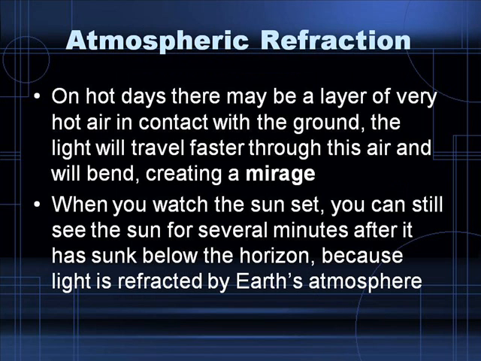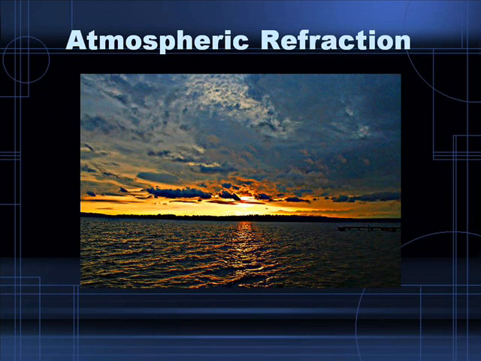On hot days, there may be a layer of very hot air in contact with the ground. The light will travel faster through this air and will bend, creating a mirage. When you watch the sun set, you can still see the sun for several minutes after it has sunk below the horizon, because light is refracted by Earth's atmosphere. Here's an example of atmospheric refraction.